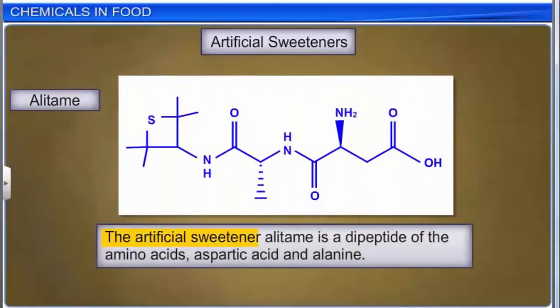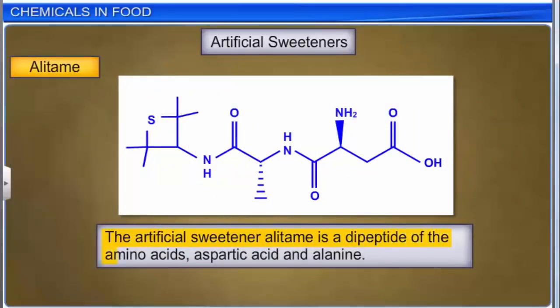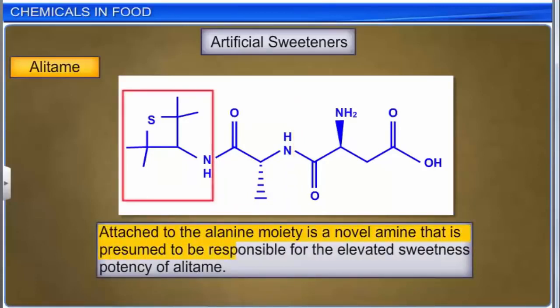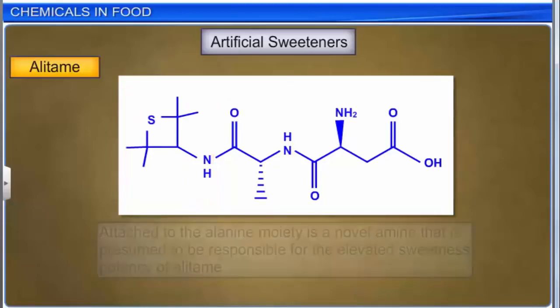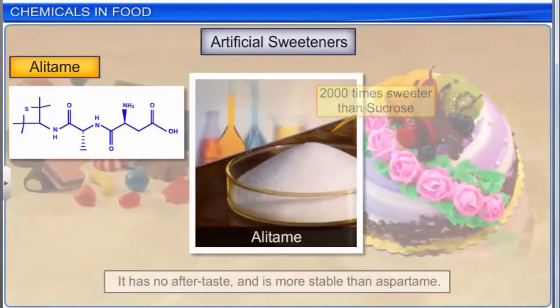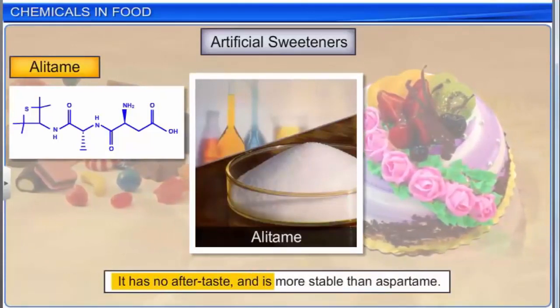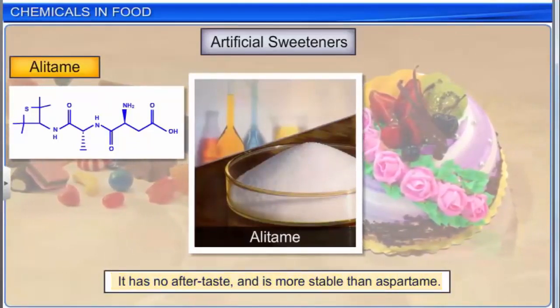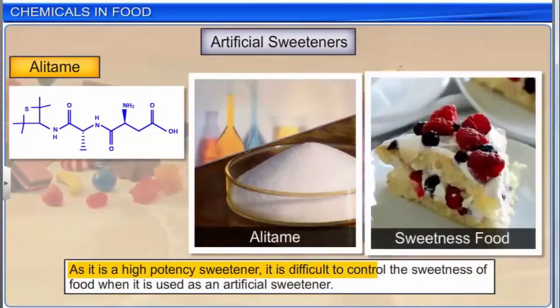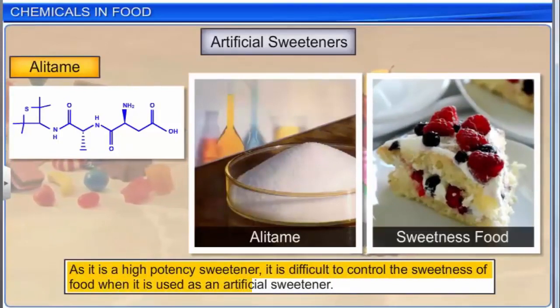The artificial sweetener allantoin is a dipeptide of the amino acids aspartic acid and alanine. Attached to the alanine moiety is a novel amine that is presumed to be responsible for the elevated sweetness potency of allantoin. Allantoin is about 2,000 times sweeter than sucrose, has no aftertaste, and is more stable than aspartame. As it is a high-potency sweetener, it is difficult to control the sweetness of food when it is used as an artificial sweetener.